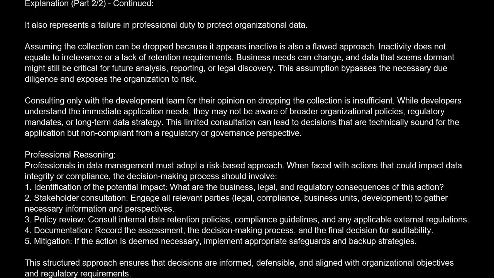Record the assessment, the decision-making process, and the final decision for auditability. 5. Mitigation. If the action is deemed necessary, implement appropriate safeguards and backup strategies. This structured approach ensures that decisions are informed, defensible, and aligned with organizational objectives and regulatory requirements.